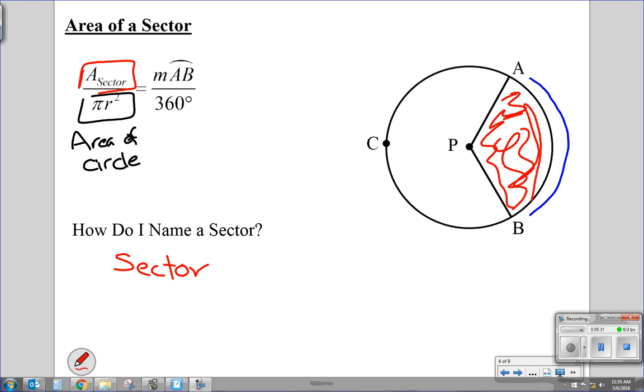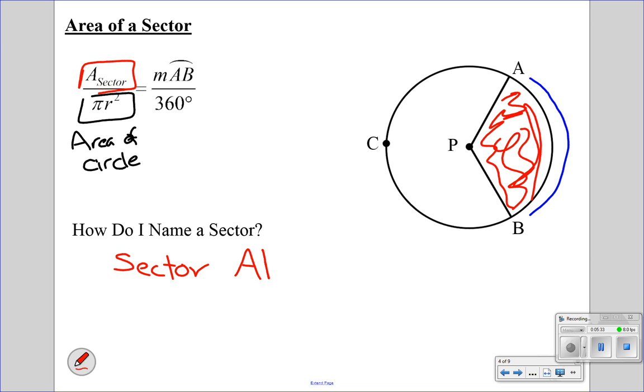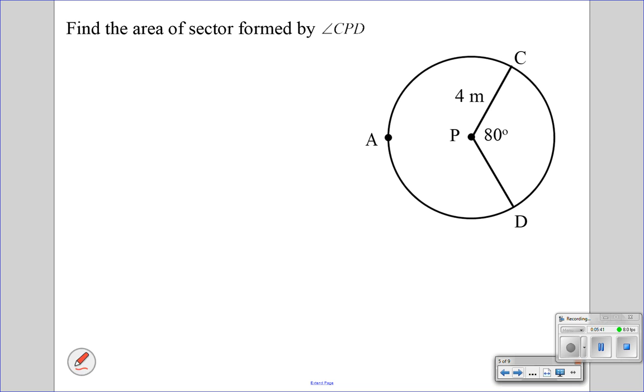So this sector would be sector APB, because APB is the angle that creates the sector. So this first one, it asks us to find the area of the sector formed by CPD. So that would be this area over here. If our central angle is 80, we know that this arc is 80 degrees. And so let's write out our formula.